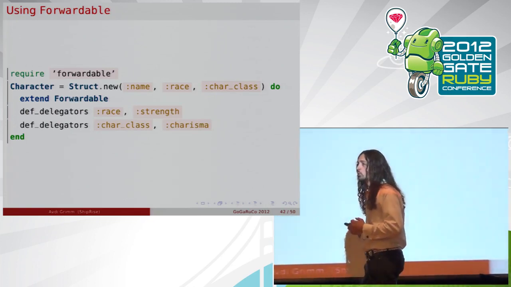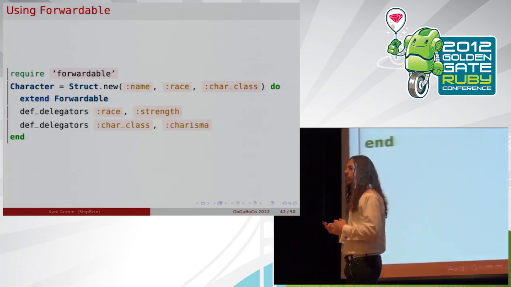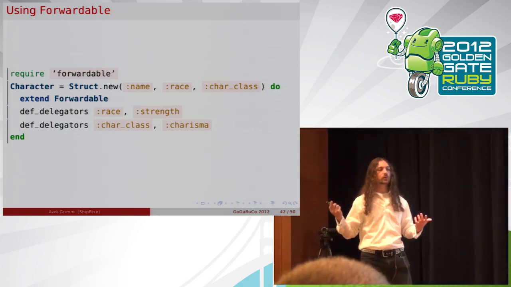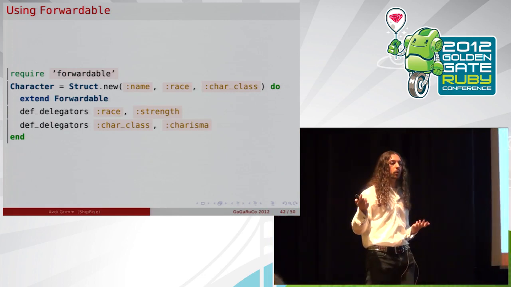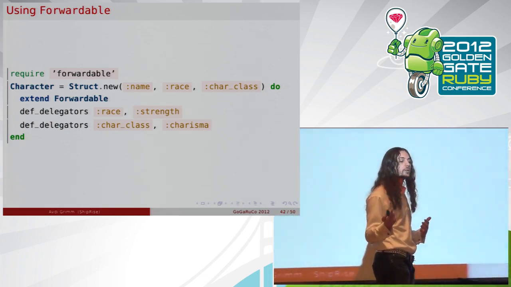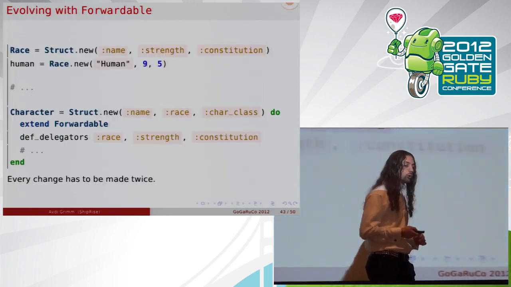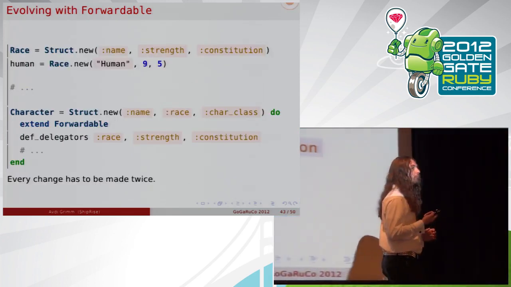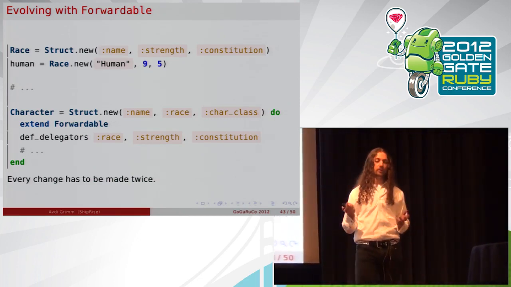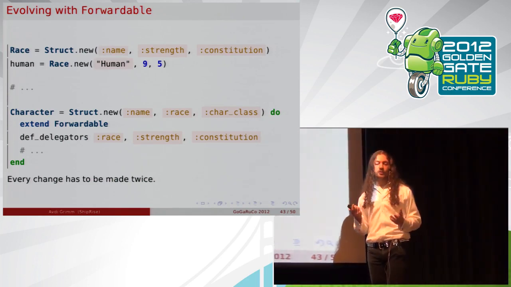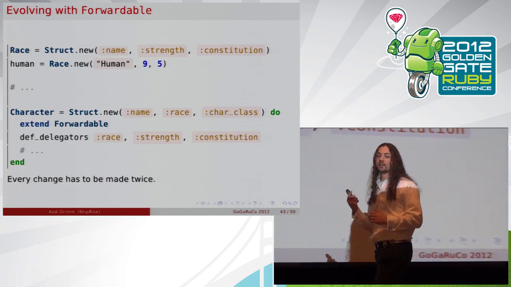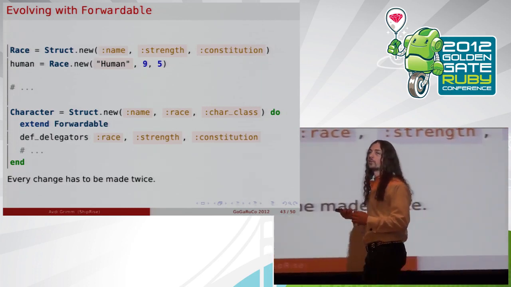Here's one way we can do it. We could use Forwardable. We could extend our character class with Forwardable, and then we can define some delegators. So we delegate strength to race, we delegate charisma to the character class. This works fine. But then one day we decide we want to add a new attribute to the race. We want to add constitution as well. And then after we add that, we have to go back into our character class and add constitution to the list of delegators for race.